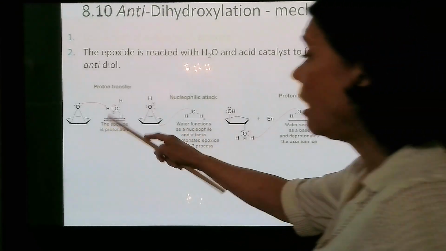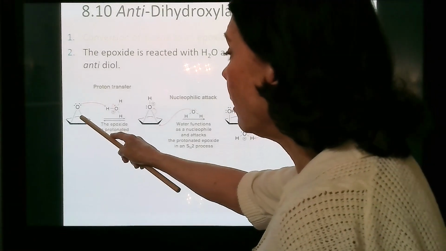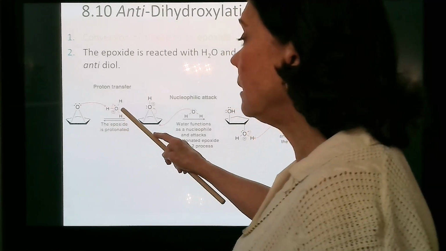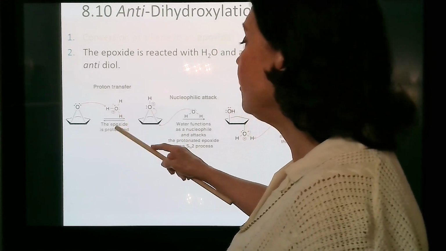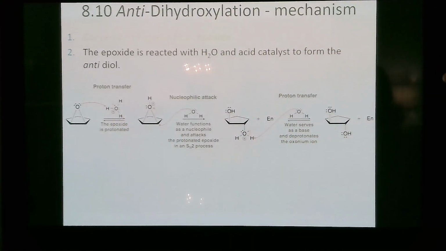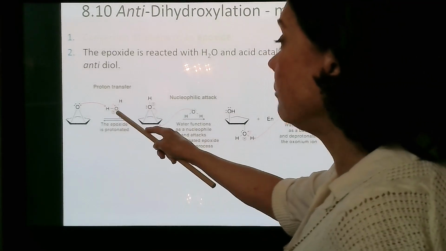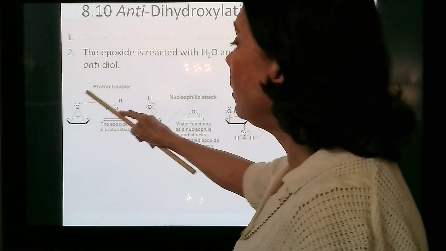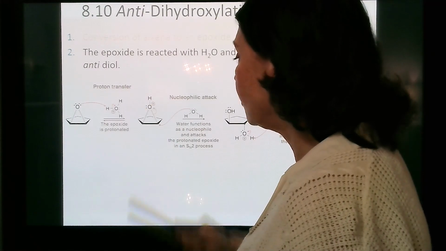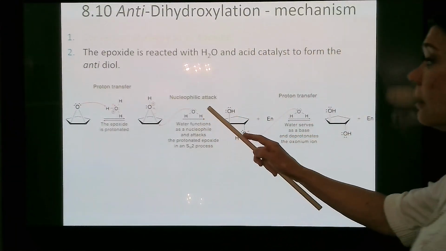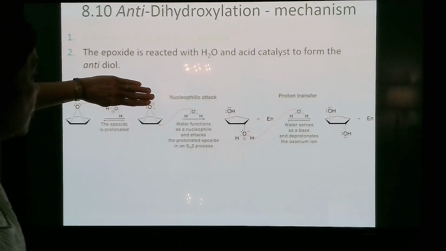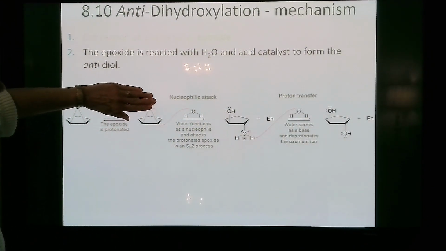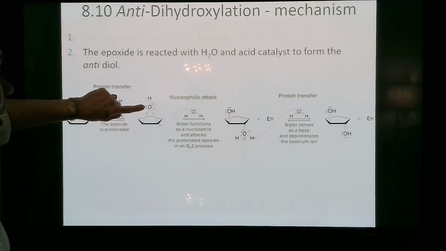So the epoxide, once it's formed, is treated with water and some acid catalyst. So this is the hydronium ion. And so it protonates the epoxide. And then water is the nucleophile. I mean, if you remember, we saw this earlier. The exact same thing happened when you had bromine here, the bromonium ion. Now you have an oxonium ion.